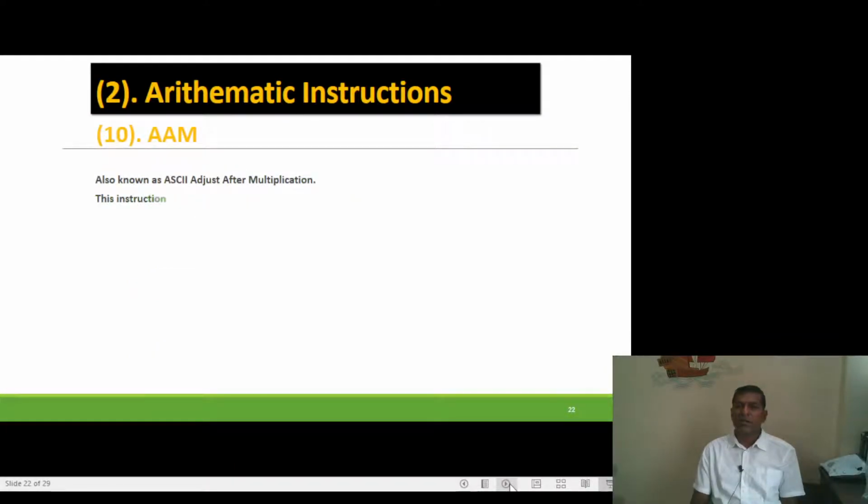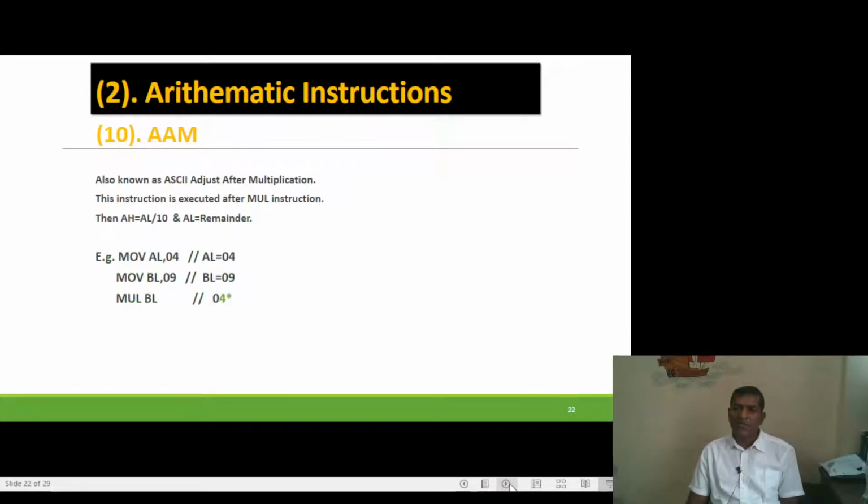Then the next instruction is ASCII adjust after multiplication, AAM. This instruction is executed after the multiplication instruction. AH is equal to AL divided by 10, and AL is the remainder.